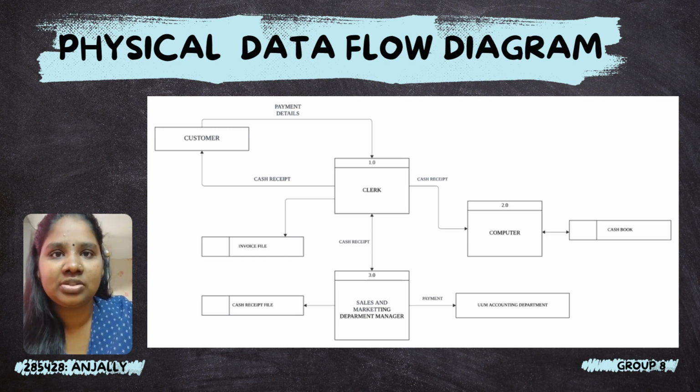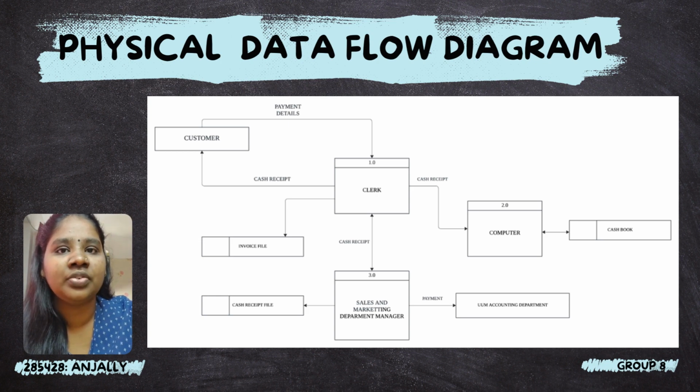Next, this cash receipt is then stored in an invoice file and also sent to a computer for further processing. The computer, represented as 2.0 in the diagram, processes this receipt to update the cash book. The book keeps track of all the cash transactions in the business. Besides that, there is another part where the cash receipt goes directly into a cash receipt file. This file keeps a record of all cash receipts.